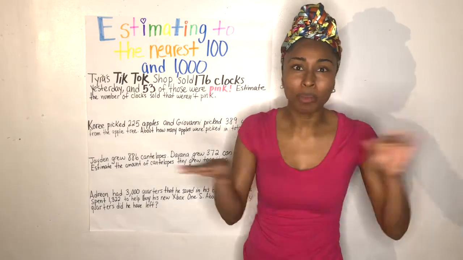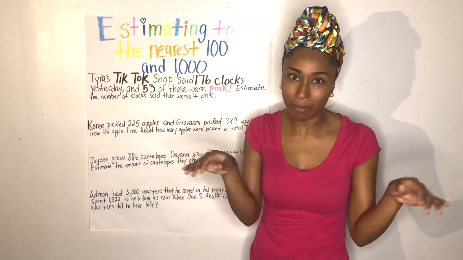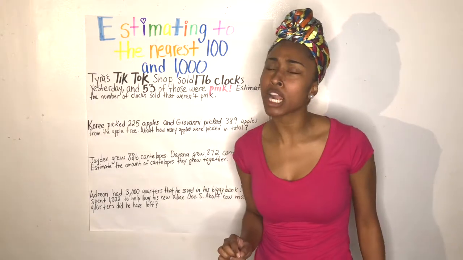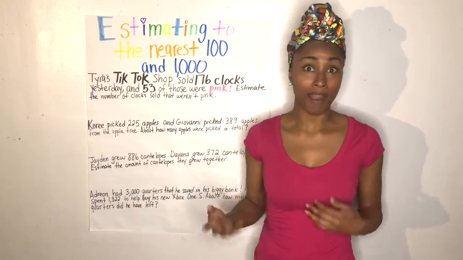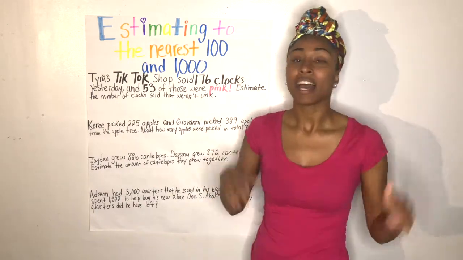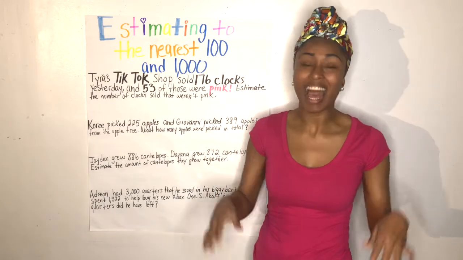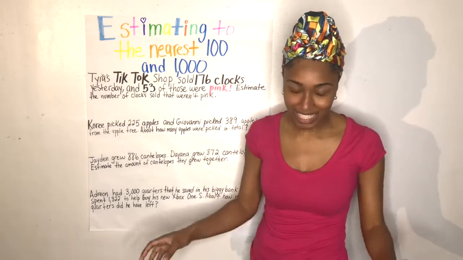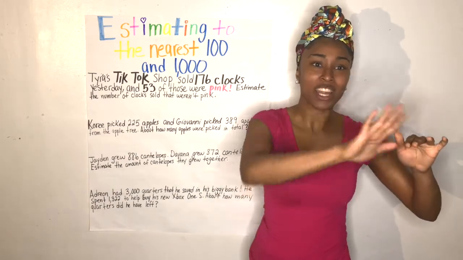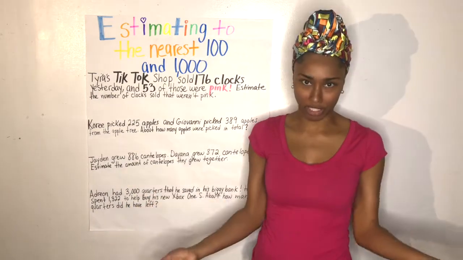That whatever place I'm rounding or estimating, I can underline it. And then I look next door at my neighbor, and that neighbor tells me 5 or more, raise the score, which means I round up. And if it's 4 or less, I give it a rest, which means that my place value is gonna stay the same and all my numbers to the right are gonna be 0.